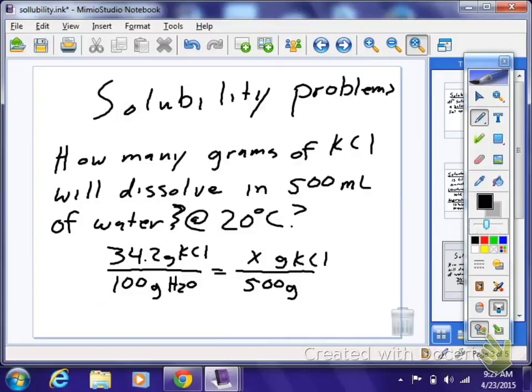So we can dissolve 171 grams of KCl. Any questions on that? Thank you. Anybody have questions on that?